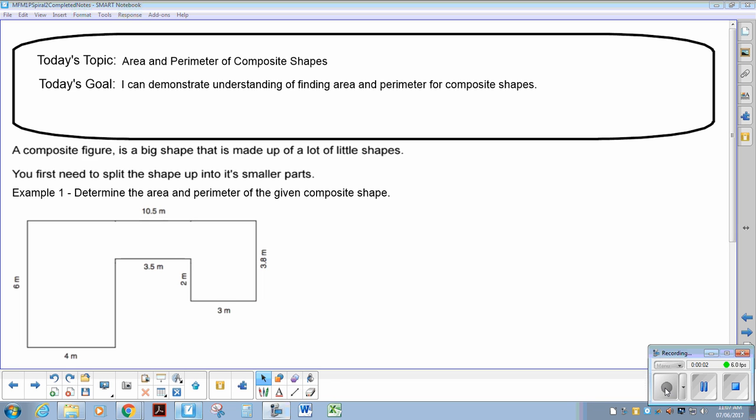Hello and welcome to the third lesson in Spiral 2. So what are we working on today? Well, we're looking at area and perimeter of composite shapes. So I can demonstrate understanding of finding the area and perimeter for a composite shape.